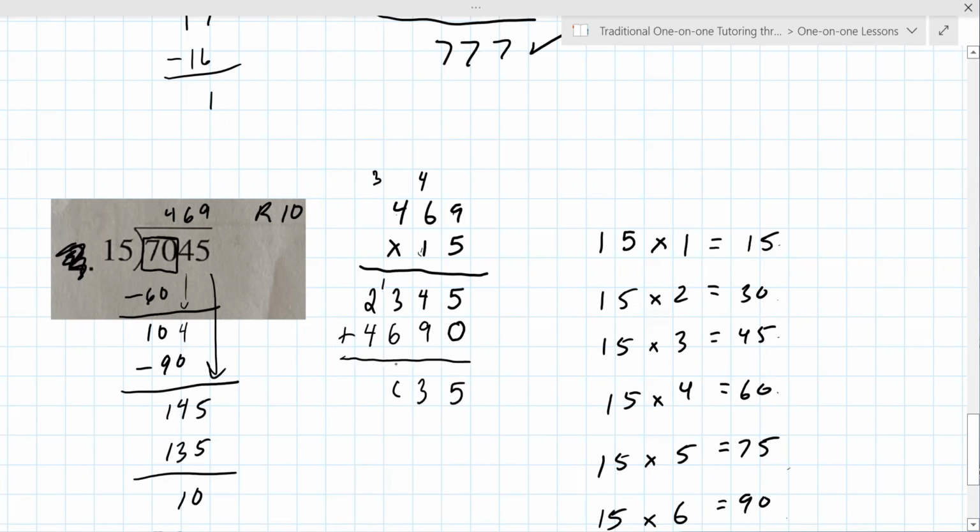Sometimes you get carries. Okay, and then you have to add your remainder. And that works out as well. Yeah.